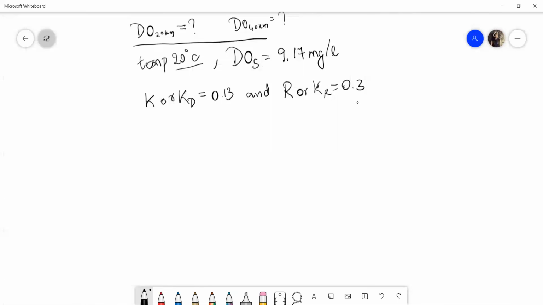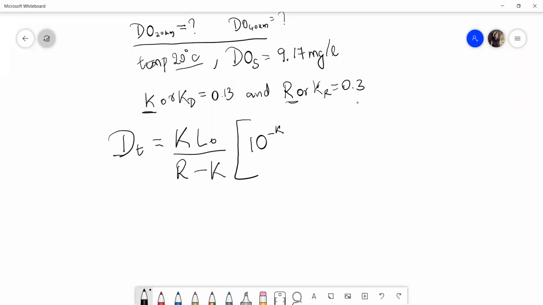Now, the Streeter-Phelps equation is the first thing that you need to know. According to the Streeter-Phelps equation, the oxygen deficit, that is D, at any time t is equal to K L naught divided by R minus K, that is reoxygenation coefficient minus K, in whole bracket multiplied by 10 to the power minus K T.